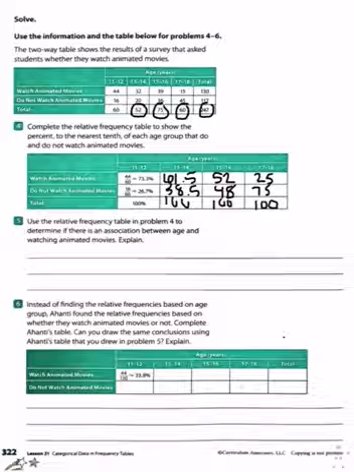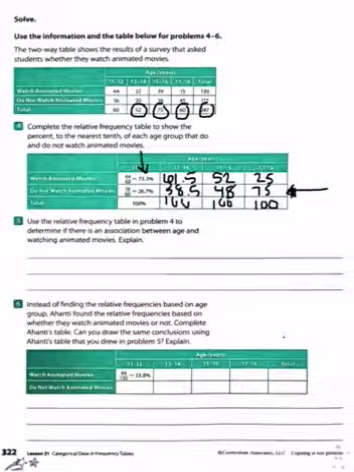Number 5, use the relative frequency table in problem 4 to determine if there is an association between age and watching animated movies. Explain. Yes, there is an association. A greater percent of the younger students watch animated movies. As students get older, the percent of students who do not watch animated movies increases. What that means is the younger you are, the more likely you are to watch an animated movie. If you look for 11 to 12-year-olds, watching animated movies was 73.3%. The older students, 17 to 18, at 75% do not watch animated movies.